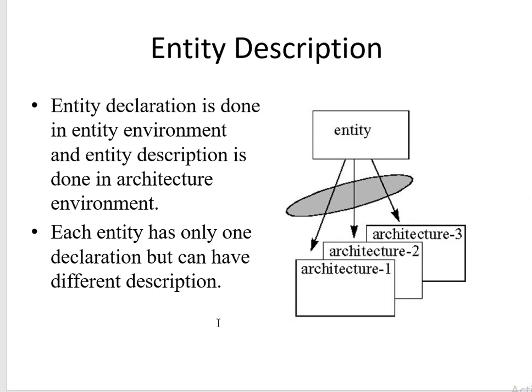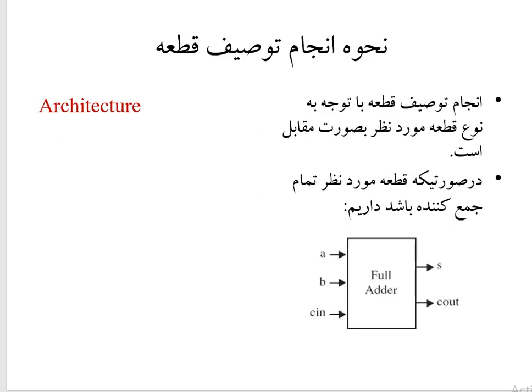Okay, now we want to speak about the method of description of an entity. And we must start with the first keyword, architecture. Here we have architecture. For example, we want to write the description of a full adder. We defined the full adder in previous lectures, and now we want to write the VHDL code of the full adder. We must start with the main keyword, architecture, and then the name of our description, or the name of our architecture.